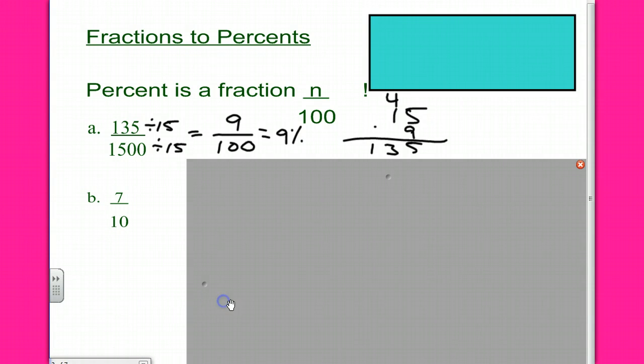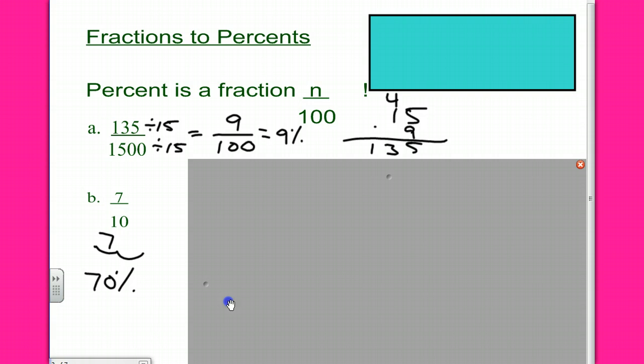Okay, there's a second method here that you need to listen carefully to. So one method is to find a fraction that is equivalent with a 100 in the denominator. The second method is, can you change 7/10 to a decimal? Yes. What is 7/10 as a decimal? 0.7. Okay, now can we change a decimal to a percent? Yes. And 0.7 is? 70%.